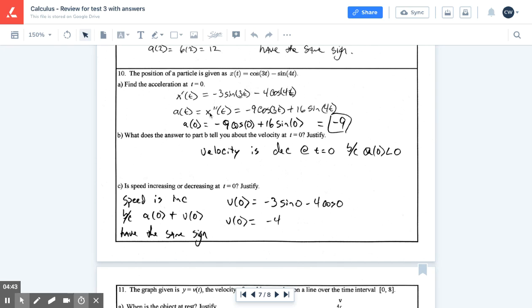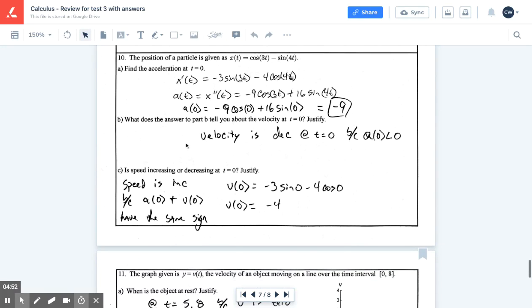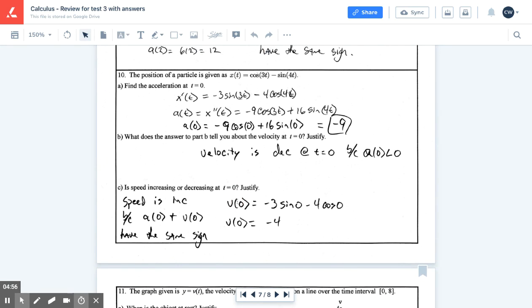What does the answer to part A tell you about the velocity at t equals 0? Velocity is decreasing because acceleration is negative. Is speed increasing or decreasing at t equals 2? So again, that means I need to know what's my velocity and my acceleration. We already discussed that acceleration was negative 9. Then I need to plug 0 into velocity, which we got negative 4. Negative 4 and negative 9 are the same sign. So that means speed is increasing, again because a of 0 and v of 0 have the same sign.